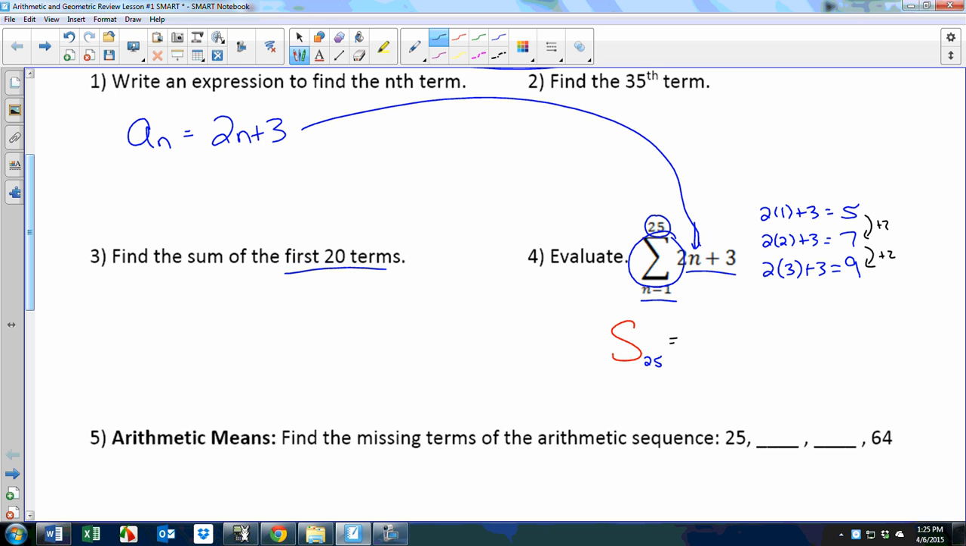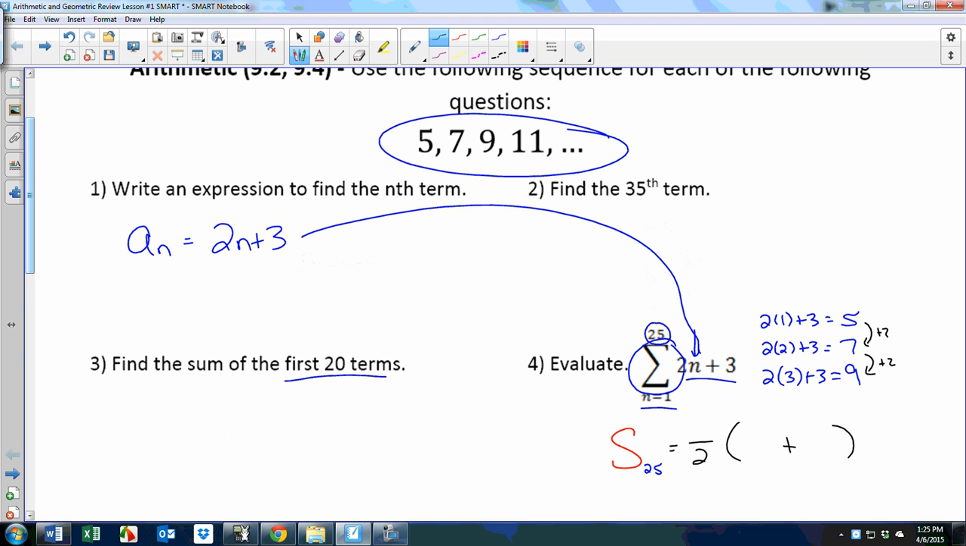All right, so the formula says n over 2 times first plus last. The first term, we got that one. It's the 5. The last term, the 25th term, would be dot, dot, dot, 2 times 25 plus 3. That'd be 50 plus 3. That'd be 53. So the last term is 53, and you're adding up 25 terms.